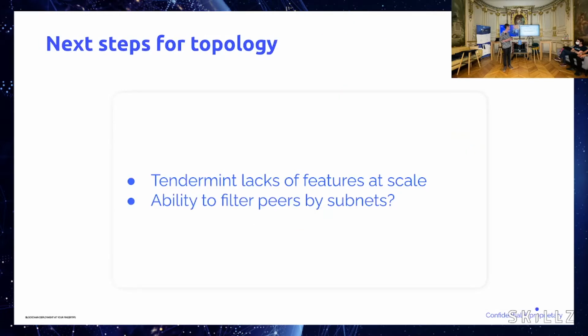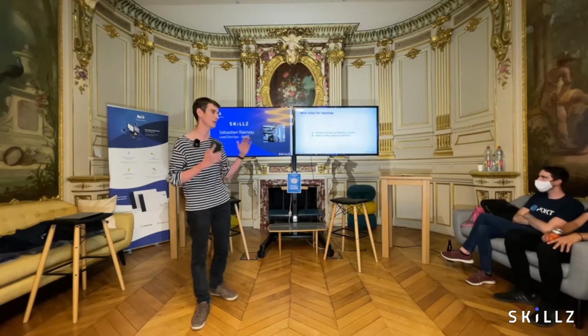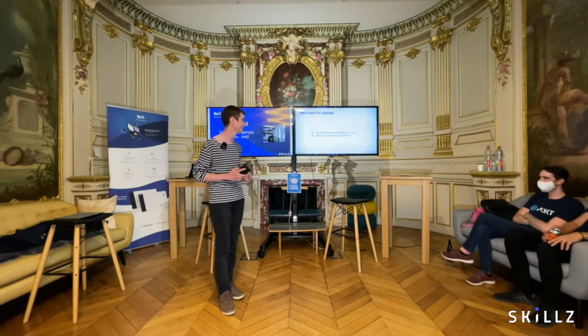So I think the next steps, as I said, Tendermint is not made to run hundreds of nodes like this. And I think there are some features that could help a lot, like new configurations. It would be cool if we could add a way to filter peers by subnets in the Tendermint configuration. I have a lot of ideas if you want to scale up topology-wise.